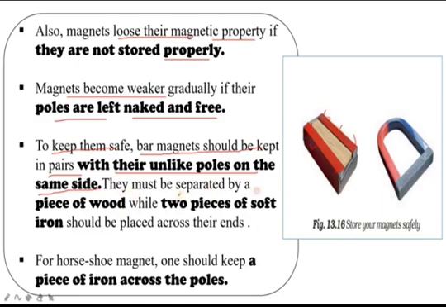For a horseshoe magnet, one should keep a piece of iron across the poles. Can you see it in figure 13.6? The horseshoe magnet should be kept like this, with a piece of iron across the poles. For bar magnets you can see a wooden piece in between as an insulator. When you keep them this way, the attracting power never reduces. It will be protected like this. In this way you can protect bar magnets, horseshoe magnets, etc.